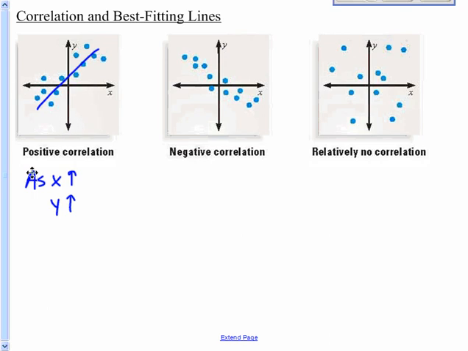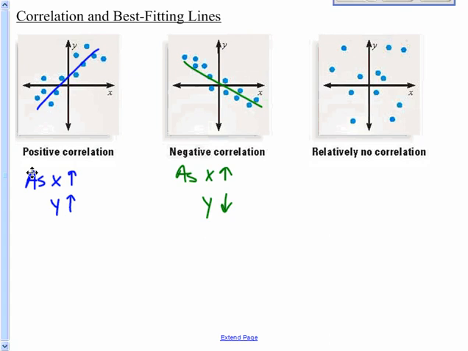Let's look at the next one here, negative correlation. In this case, as your x increases, what are your y values doing? Well, they're getting lower and lower. They're going down, aren't they? And you can see that they're kind of around that line of best fit there. There's sort of a relationship there. So as x increases, y in that case tends to decrease.